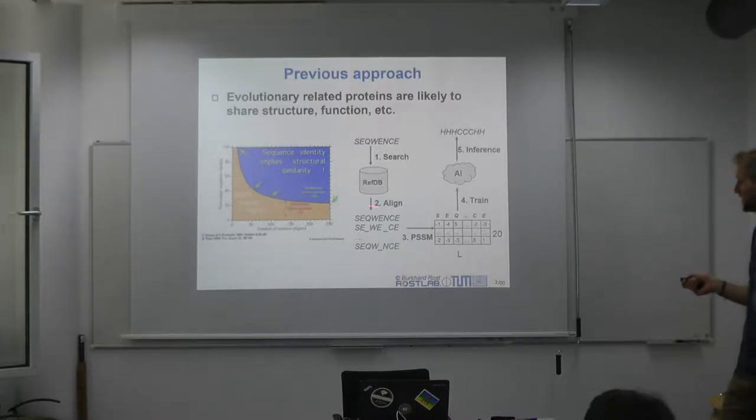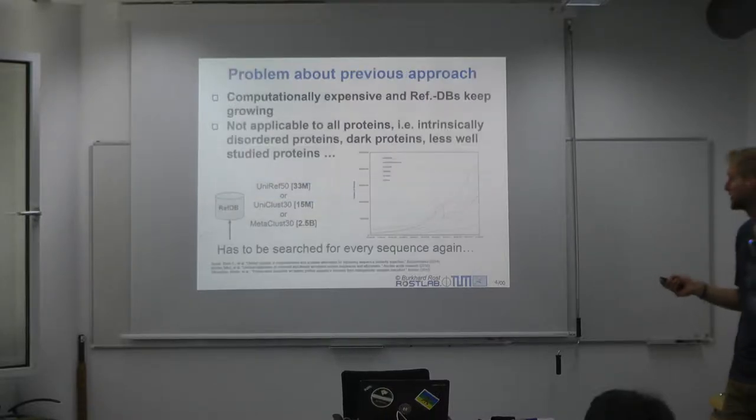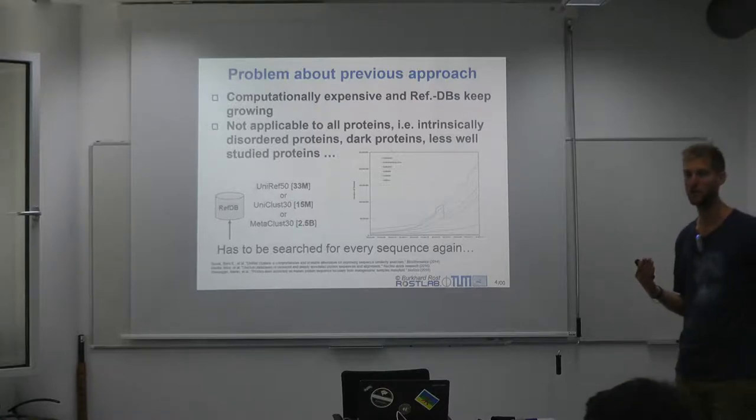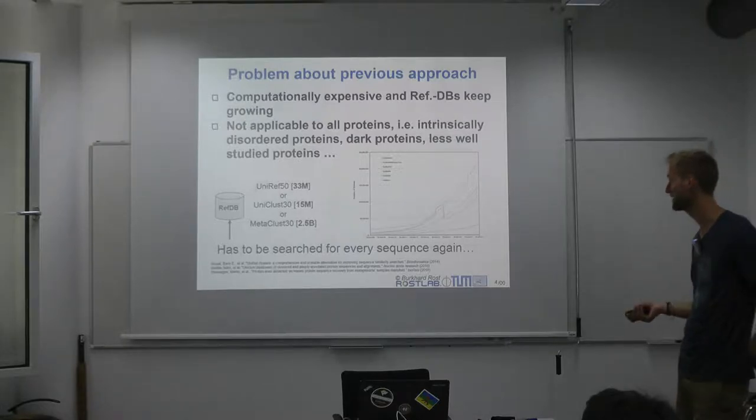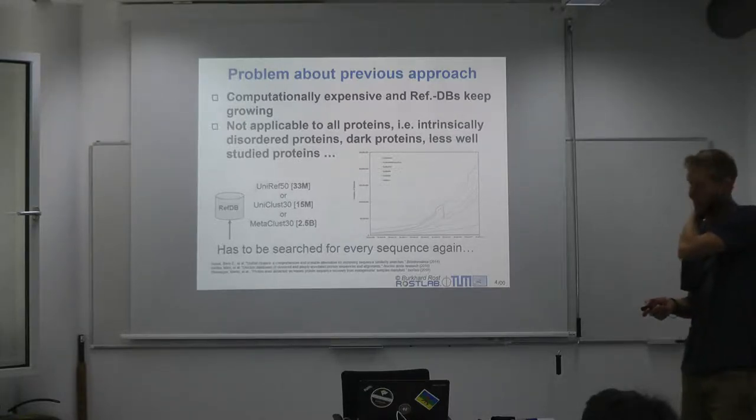However, the problem is really this search of the query sequence in the reference databases, which has to be repeated. At the beginning you have to do this step for the whole database, and then you have to repeat it for every new protein which you would like to classify. So you can imagine that this is quite computationally expensive, as the reference databases also keep growing.